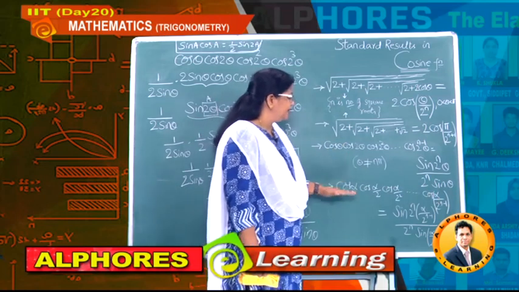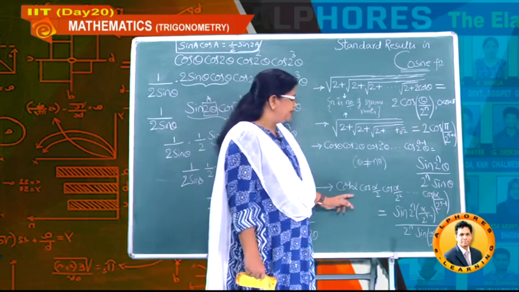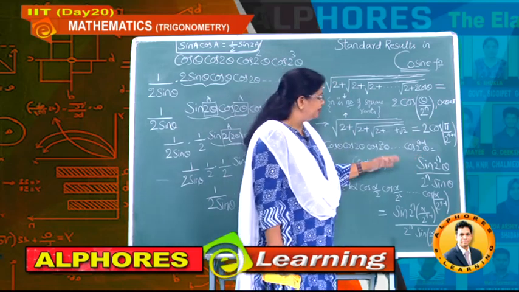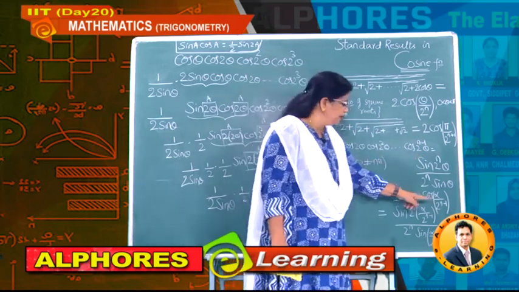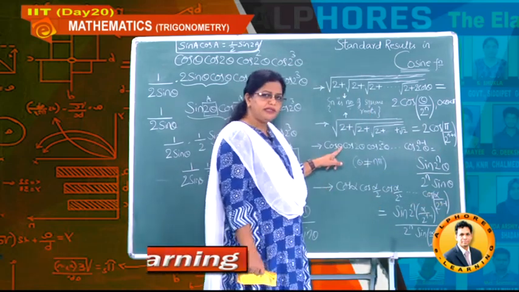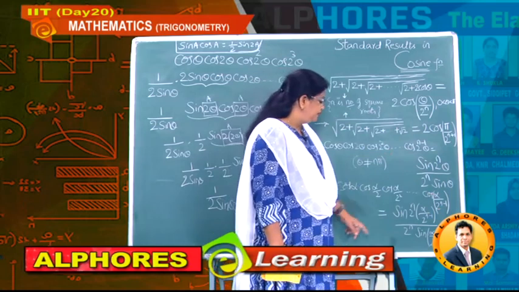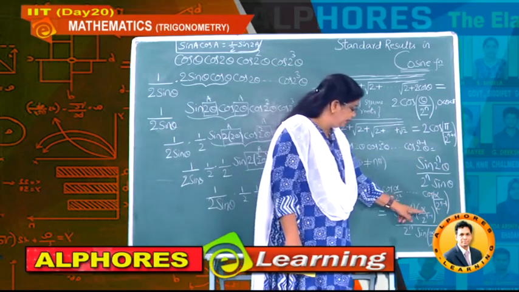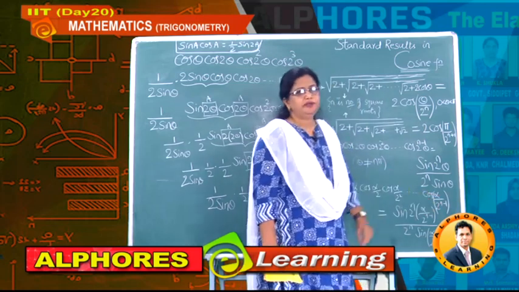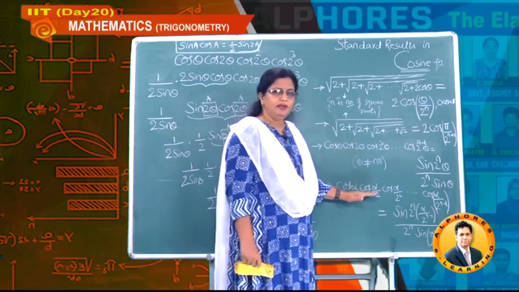So what is the least angle, students, here? Alpha divided by 2 power n minus 1. So this is the least angle. Instead of theta here, the value you got is alpha by 2 to the power of n minus 1. That is why your answer is the same thing: sine 2 power n theta by 2 power n sine theta, where theta is nothing but alpha by 2 to the power of n minus 1. So if you remember this formula, automatically you can write this answer.